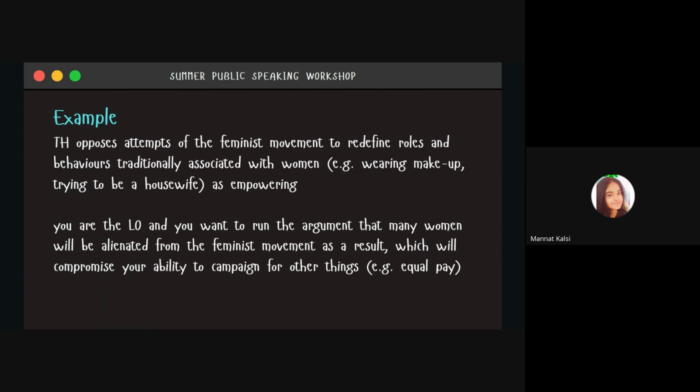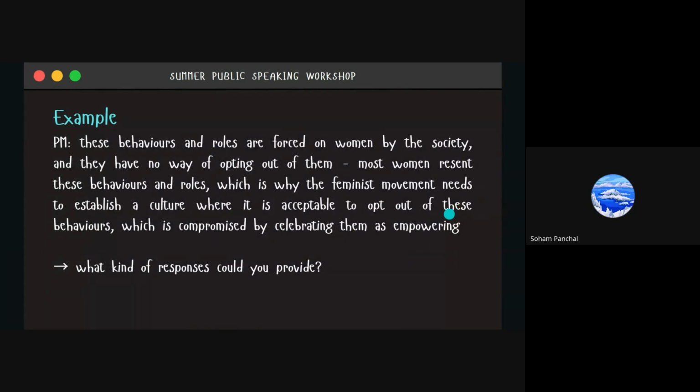Sir, so the answer for this can be slightly related to the fact that a lot of women do this by choice. It's not that they are forced to do it, but they do it by choice. Yeah, that is also a very good response to it. Basically, that is somewhat of an alternative that you're trying to provide.